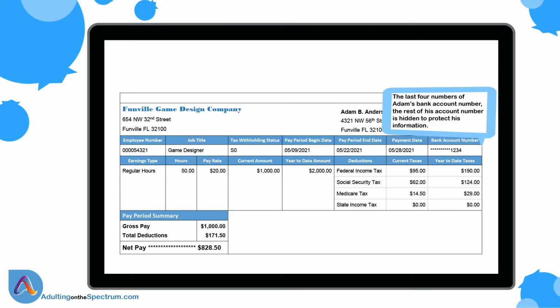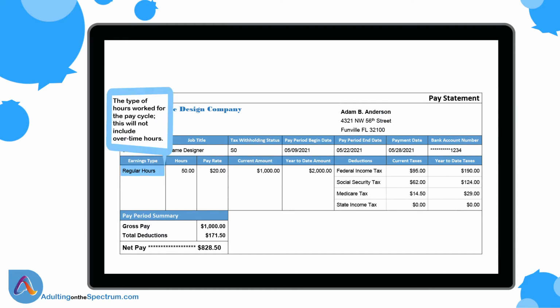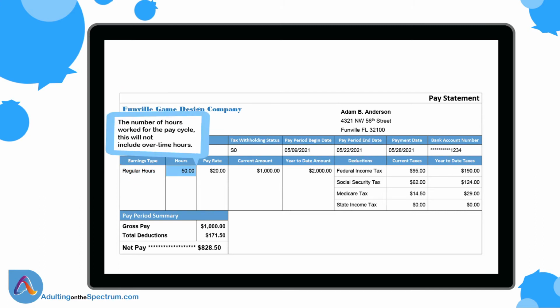Bank account number is the last four numbers of Adam's bank account number. The rest of his account number is hidden to protect his information. Regular hours is the earning type for the pay cycle. This will not include overtime hours. Hours are the number of regular hours worked for the pay cycle. Again, this will not include overtime hours.